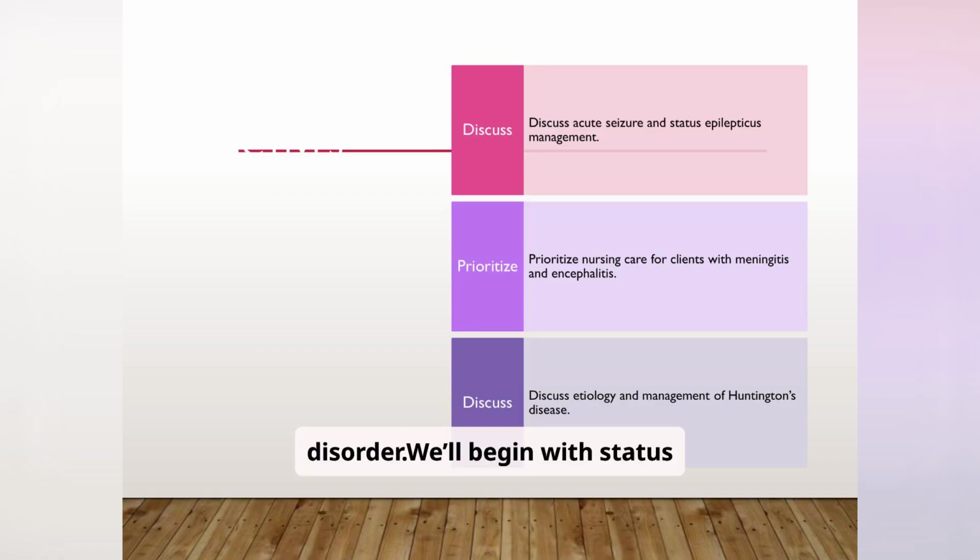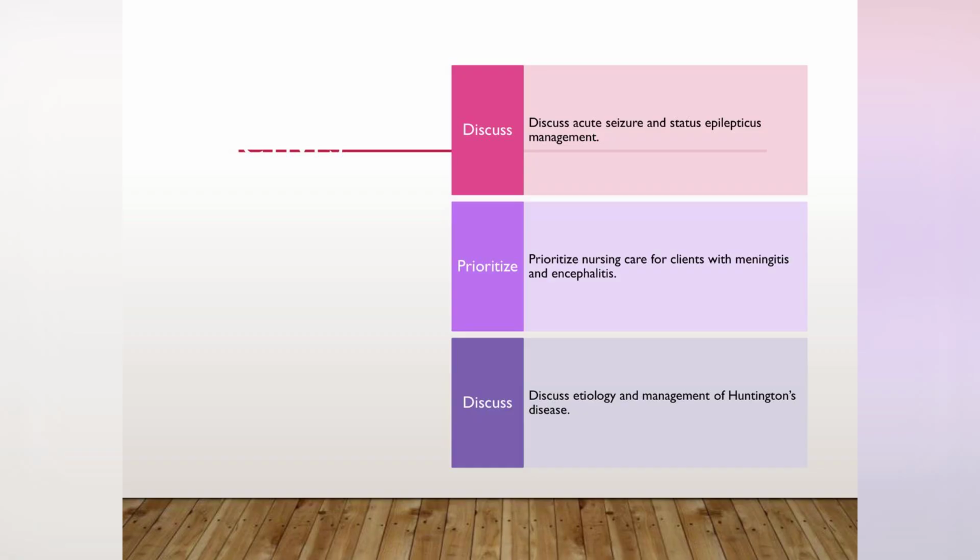We'll begin with status epilepticus, a neurologic emergency where seizures don't stop and can damage the brain. Then, we'll talk about meningitis and encephalitis, two central nervous system infections that can cause severe complications if not treated quickly. Finally, we'll introduce Huntington's disease, a genetic progressive disorder that affects movement, mood, and thinking. It's heartbreaking, but understanding it helps us provide compassionate care.